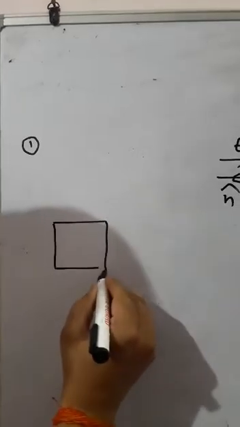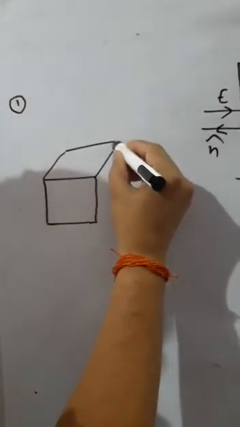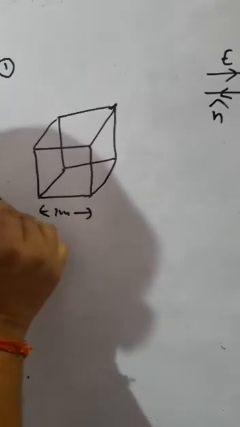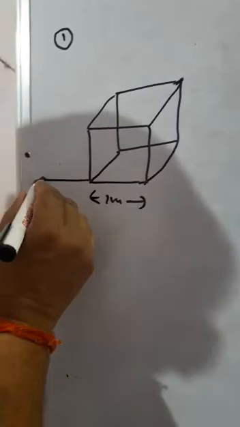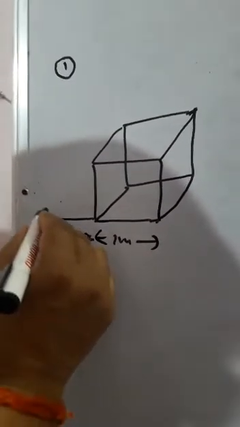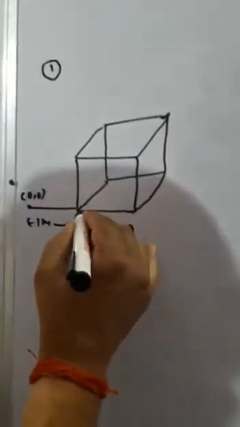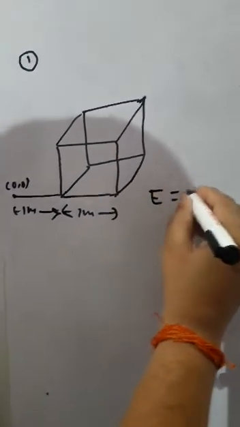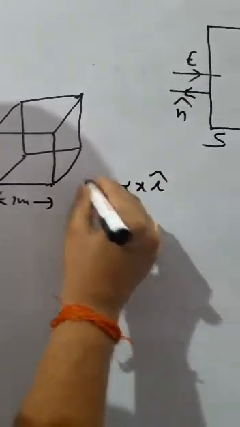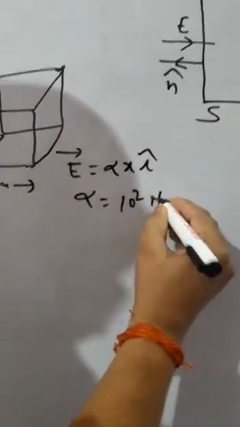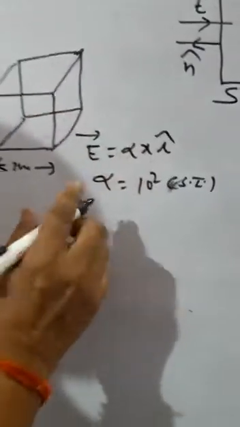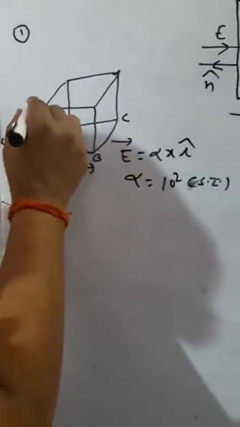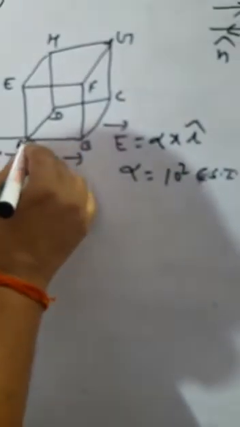Suppose a closed surface, that means a cube of edge length 1 meter, placed at a 1 meter distance from the origin, and we have to find the total flux linked to the cube if the applied electric field surrounding the cube is alpha x i unit vector, where alpha equals 10 to the power 2 SI.